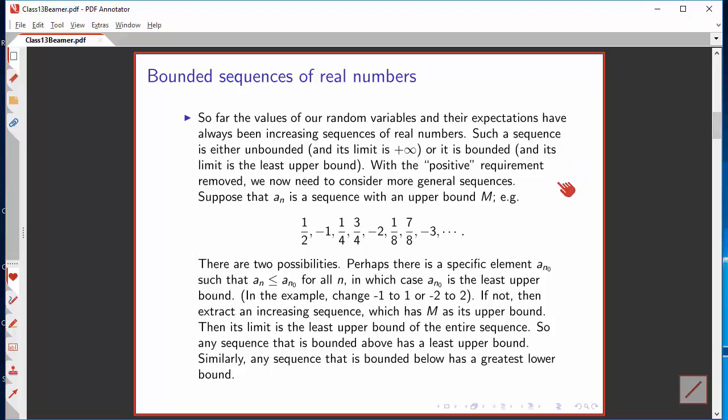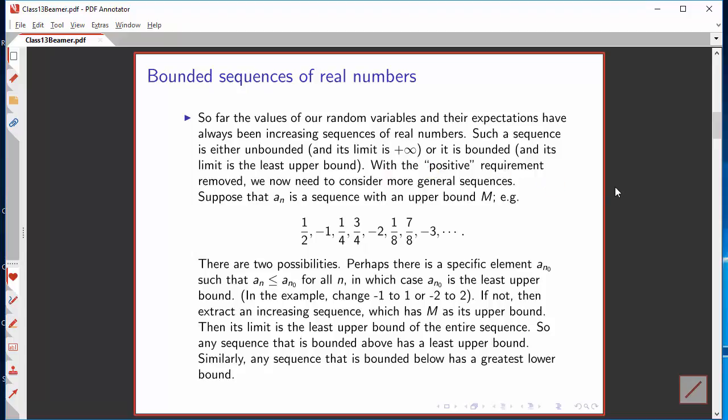Now let's think a little bit more about bounded sequences of real numbers. So far, what we've been doing is to consider sequences of random variables where the values for individual events in the sample space are increasing sequences of real numbers. And as you know, for an increasing sequence of real numbers, there are two possibilities. Either it's unbounded, in which case we say the limit is plus infinity, or it's bounded, in which case the limit is the least upper bound.